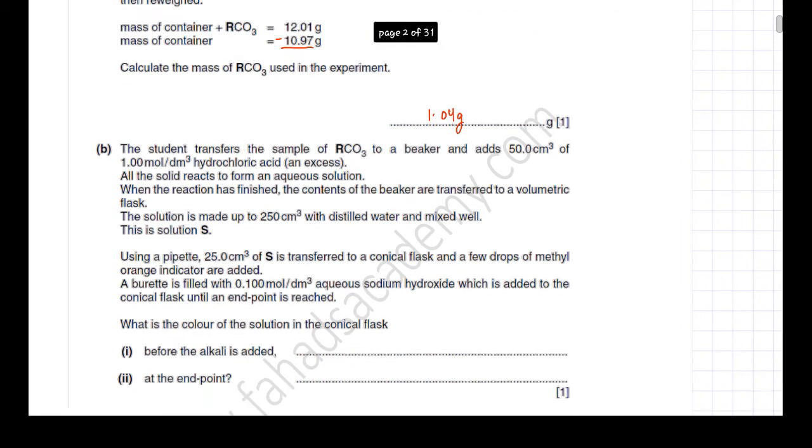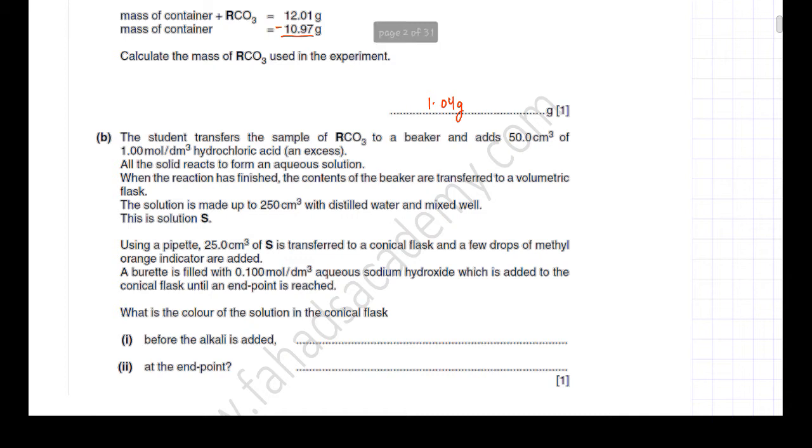Moving to the second part B, the student transfers the sample of RCO3 to a beaker and adds 50 cm3 of 1 mole per decimeter cube hydrochloric acid. So this sample is transferred to a beaker, and then 50 centimeter cube of 1 mole per decimeter cube hydrochloric acid, which remember is in excess, is added. I'm going to draw a rough sketch showing that.